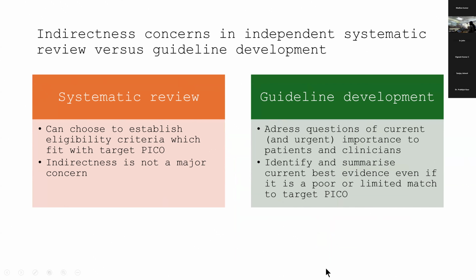But on the other hand, for a guideline developer, they usually have to address public issue concerns of immediate or urgent need. For them, they cannot actually screen so many studies. They must condense the best evidence available for a particular question, even if it's indirect. So for them, there will be more indirectness issues to deal with.